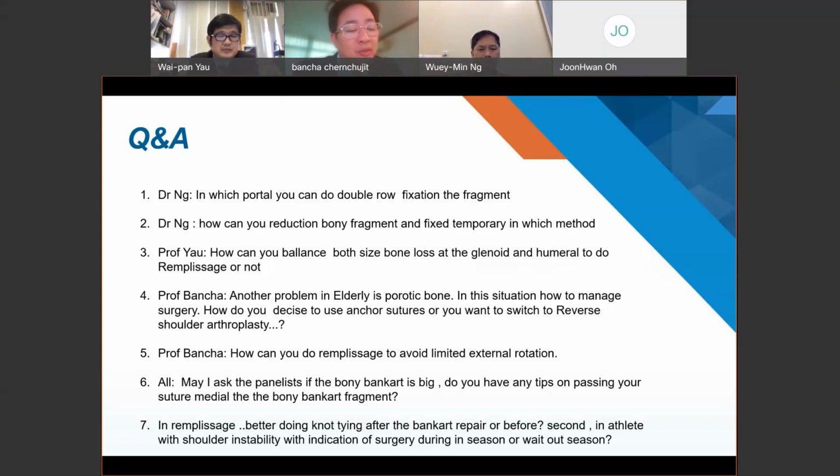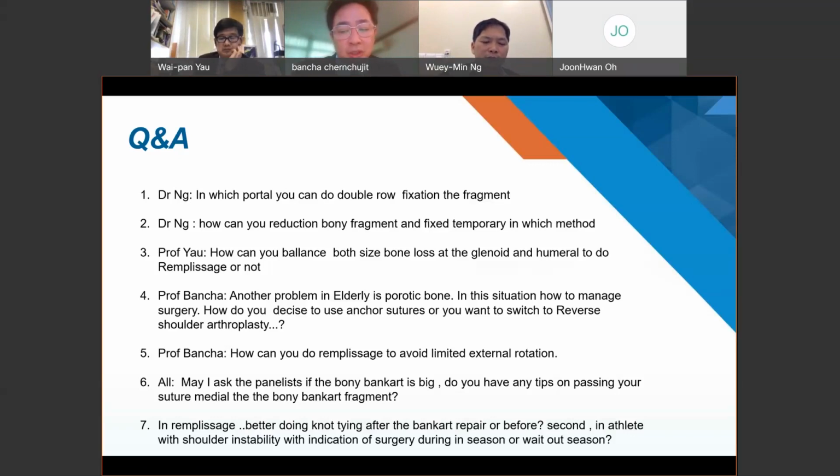So that's one question for every speaker. May I ask the panelists, if the bony Bankart is big, do you have any tips on passing your suture medial to the bony Bankart fragment? What's your trick to pass the suture? Do you pass through the bone or not? Okay, let's say the bony fragment is very huge, very big. You can't even pass through. What you can do is put an anchor, put a suture superior and inferior to the bone block, to the bone, then you tie it.